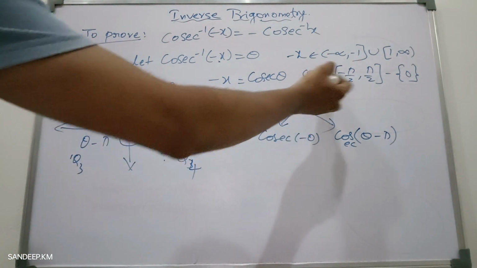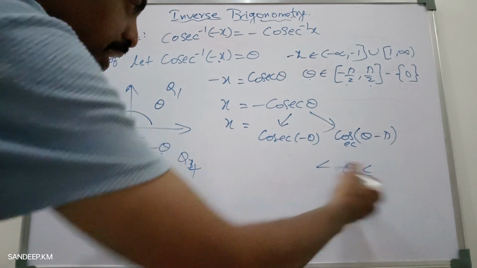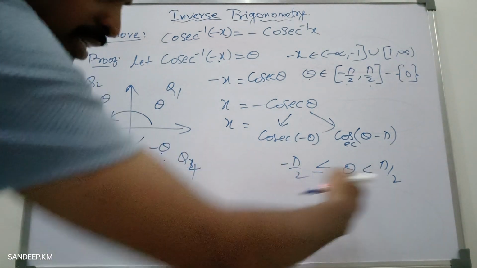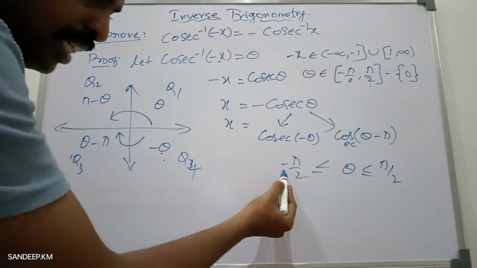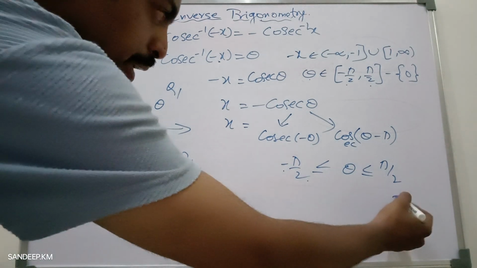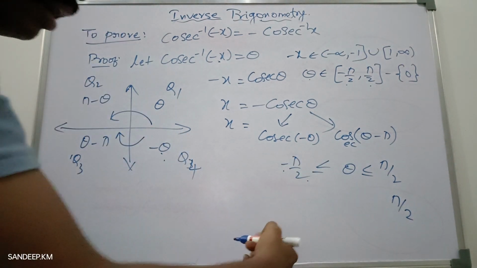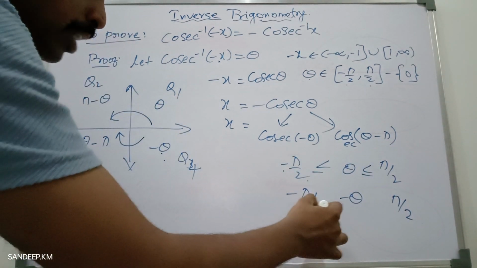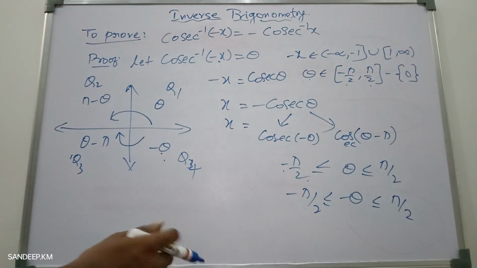Come here. If theta is between minus 90 and plus 90, then minus theta is between which two values? When I multiply with minus everywhere, what happens? Minus into minus pi by 2 will come here, and minus into plus pi by 2 will come here. Then minus theta as it is, and minus pi by 2 comes here. You should know the basics of inequalities for this, but it is easy to understand.